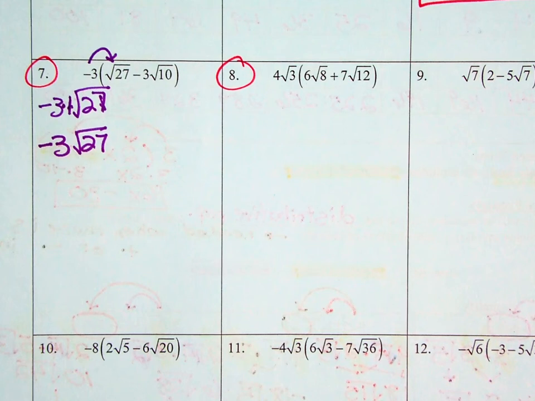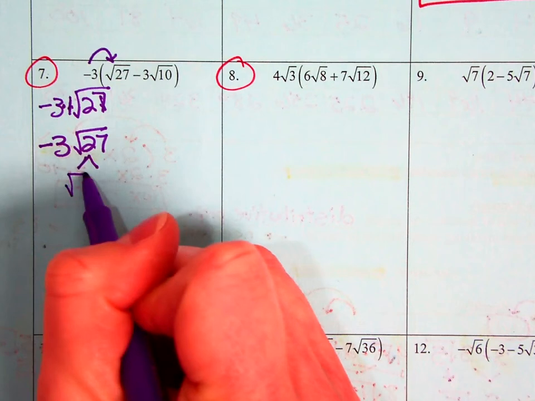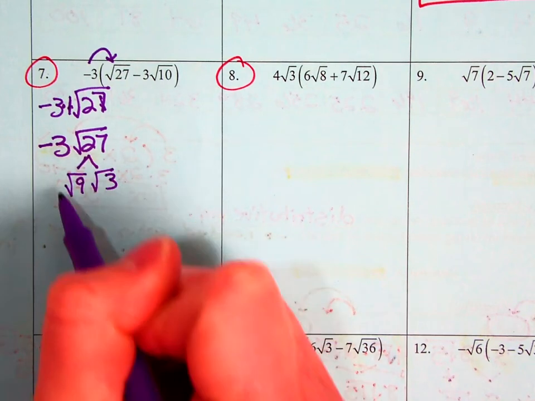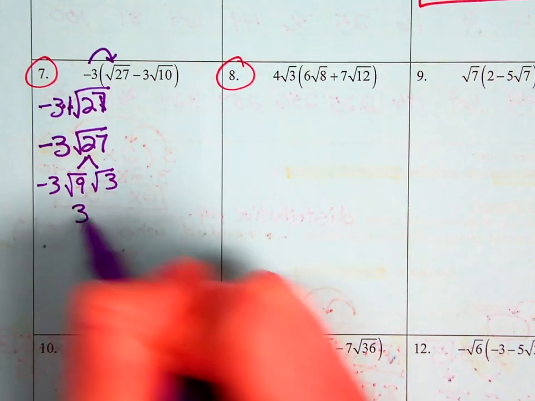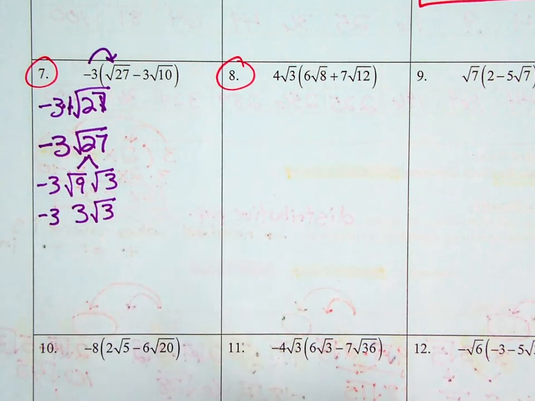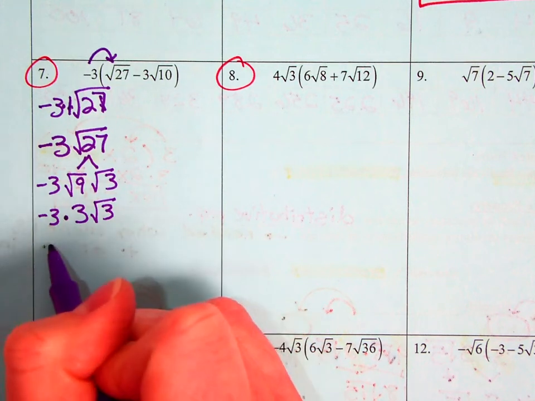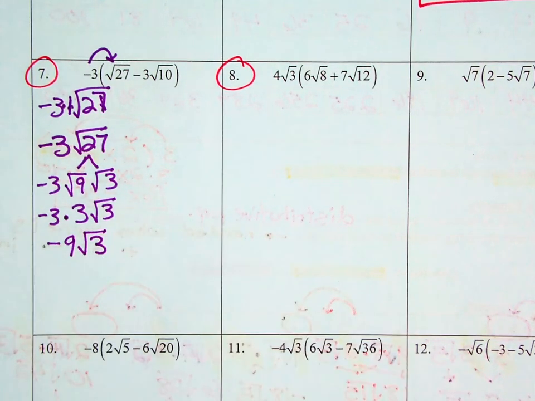Then I need to continue to simplify this, right? So we're going to try to find the largest perfect square that goes into 27, which is 9. So 9 times 3 is 27. We bring the negative 3 down out front. The square root of 9 is 3. Bring down the square root of 3 and the negative 3 out front. Since there's nothing between them, we multiply. Negative 3 times 3 is negative 9 square root of 3. So now I'm finally done with just the first half of this.